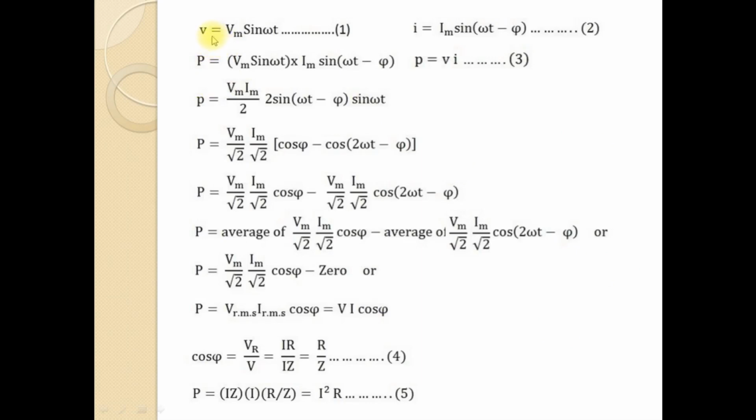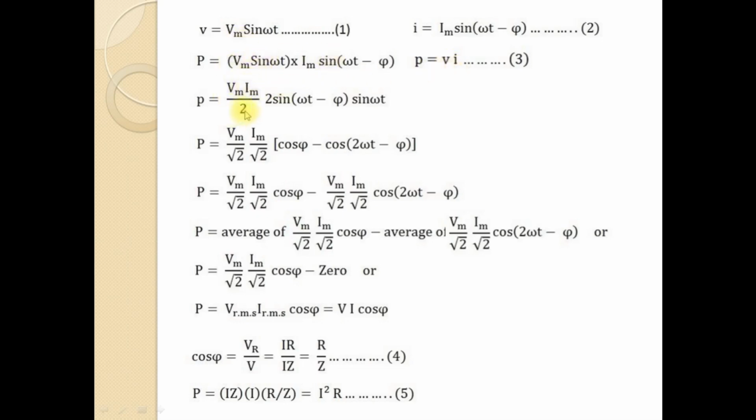If we are considering the voltage phasor or voltage signal as reference, V can be written as V is equal to Vm sin omega t, and the current in that case will be lagging with respect to the voltage waveform by an angle phi. So it will be represented as I is equal to Im sin (omega t minus phi). So power can be represented as P is equal to Vm sin omega t into Im sin (omega t minus phi), which is obtained from this relation, P is equal to VI. Instantaneous power is obtained by the product of the instantaneous value of the voltage and the instantaneous value of current.